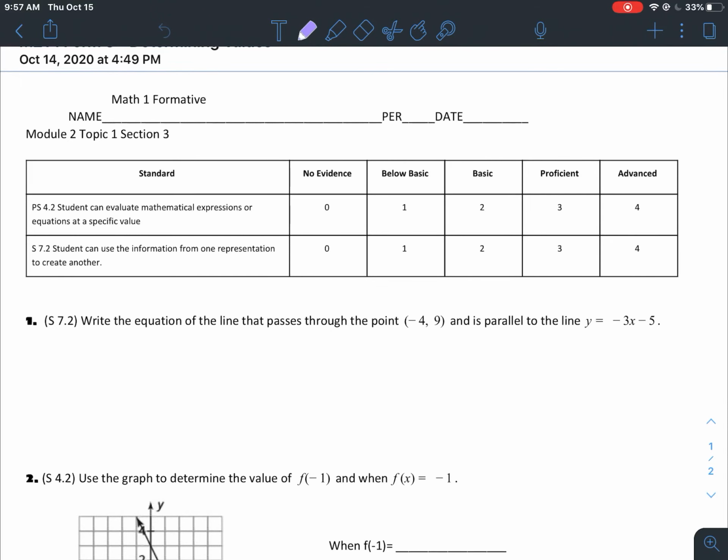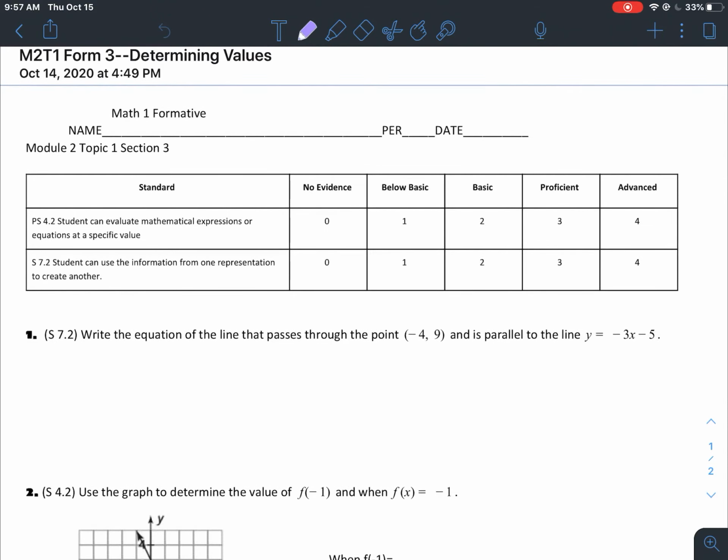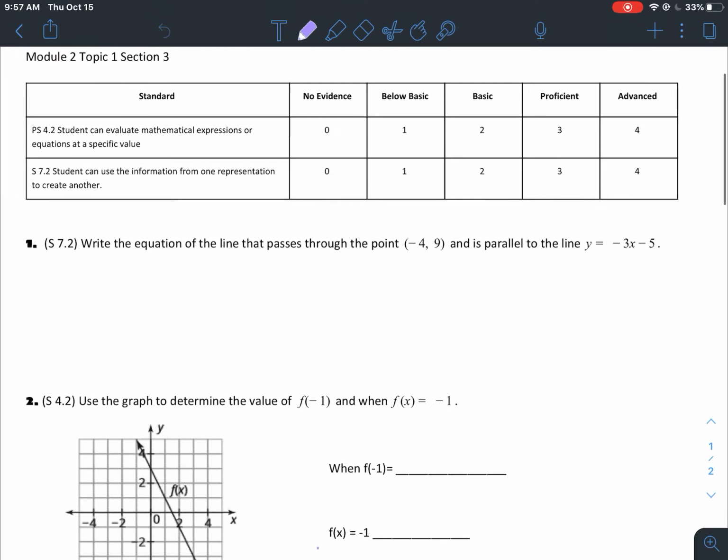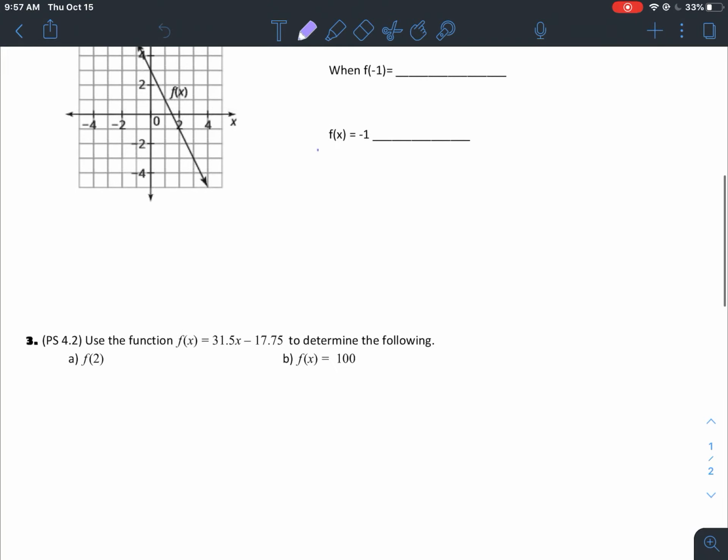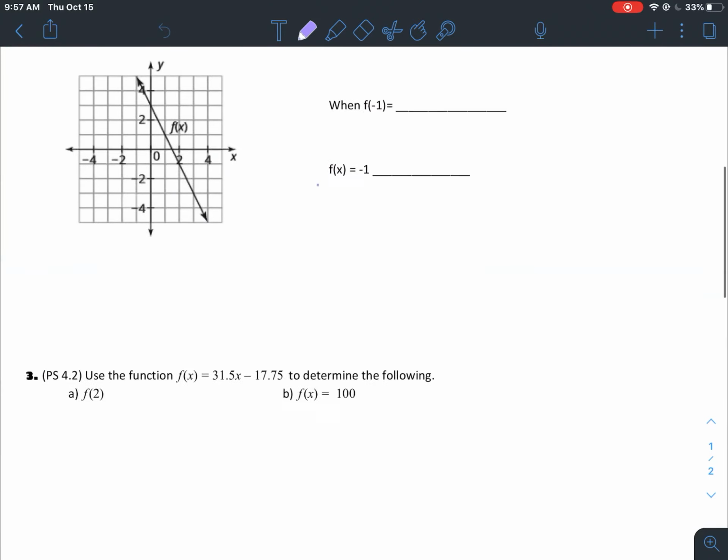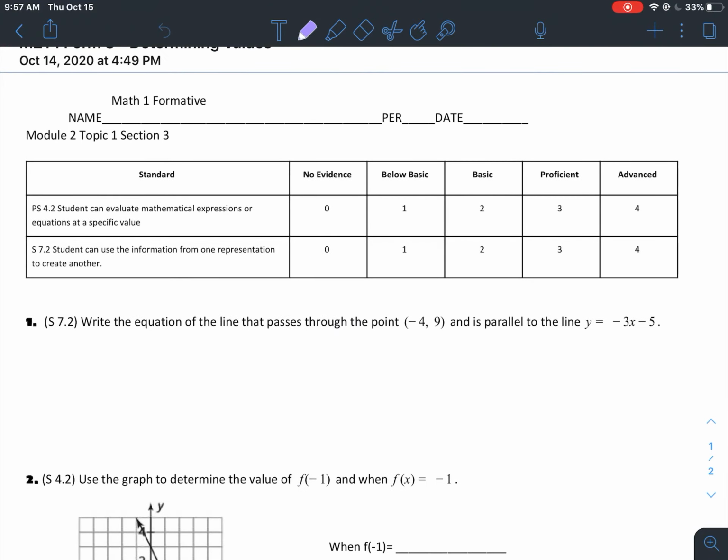Okay, so we are on our third formative. Determining values is what I labeled it as. We're talking about creating equations of lines that are parallel or perpendicular, determining values, determining more values. So let's get started.